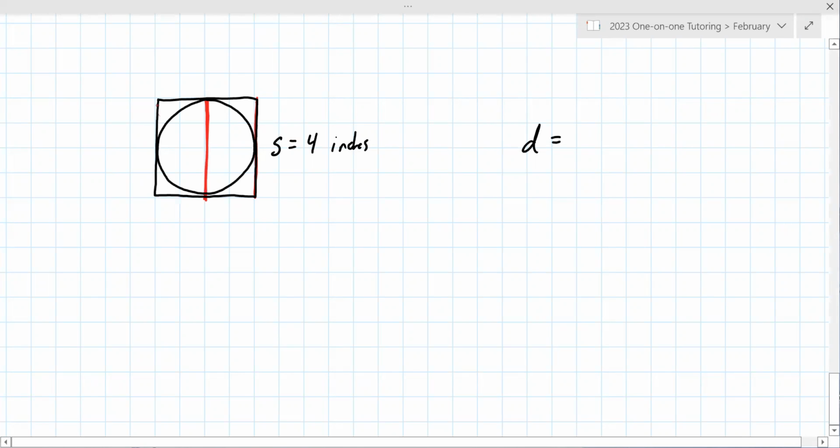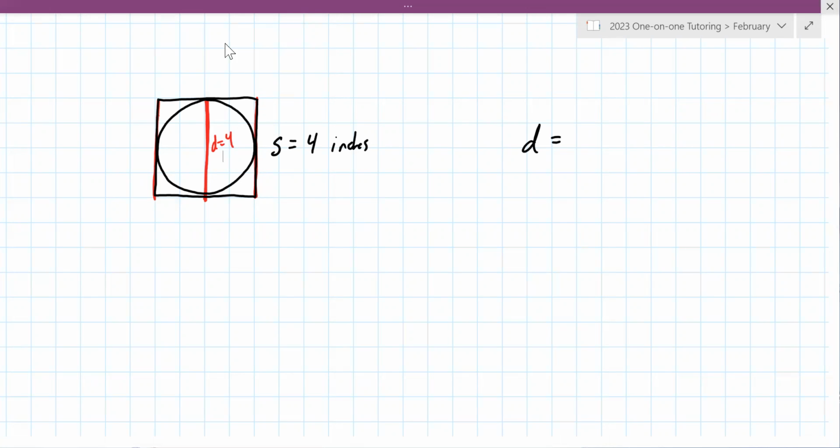Does that help? Not really. Okay. So if the side length is 4, and if I go down right through the middle, that's also 4. The diameter is also 4. Oh. Okay. So sometimes you have to draw a line.